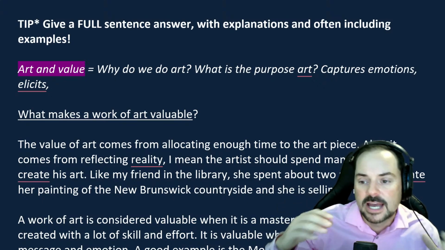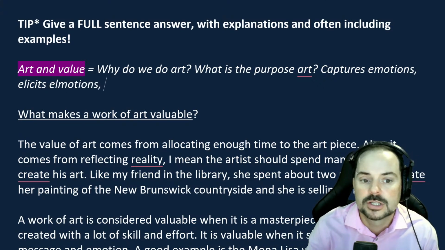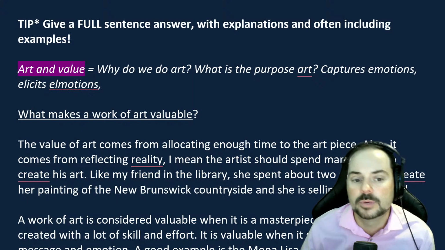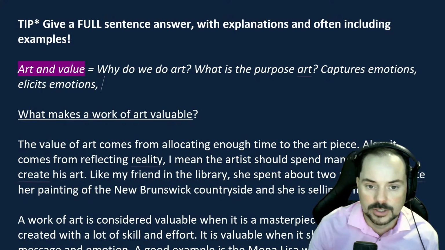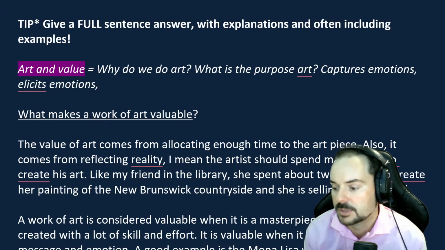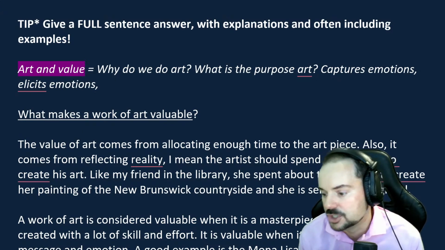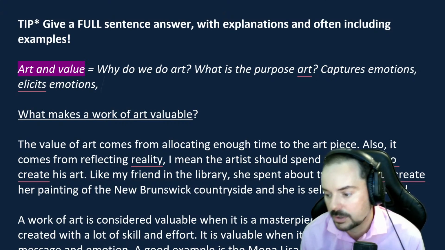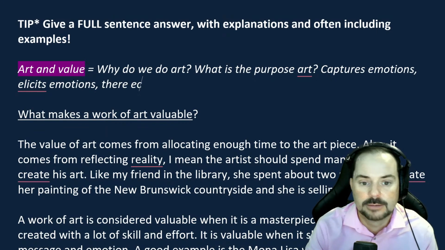So the artist captures emotions. In the viewer, it elicits emotions. But that's not the only reason we do art. What else is the purpose of art? There is more purpose to art than simply feelings and emotions. Amrit Paul in the chat says it's a source of money. So there's economic value. Sure. Okay, but there's more than that.